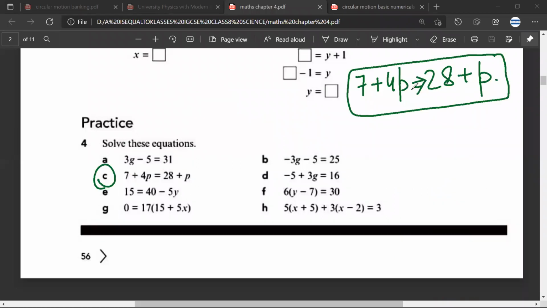How should I do C part? So C part we have to do 4p minus p is equal to 3p. So first we have to sort out the p. Then 3p plus 7 is equal to 28. So 3p is equal to 28 minus 7. One second, Satya, one second.